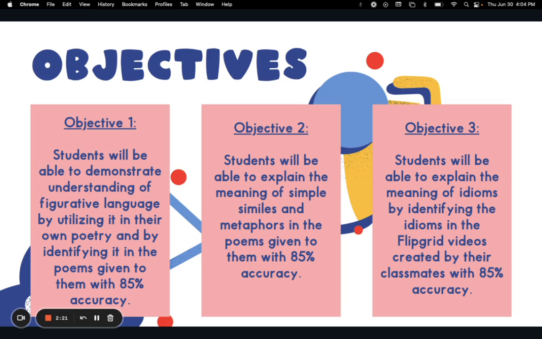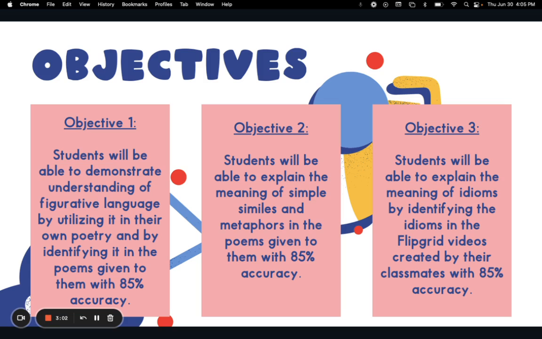For our objectives for this unit, objective number 1 is that students will be able to demonstrate an understanding of figurative language by utilizing it in their own poetry and identifying it in the poems given to them with 85% accuracy. We created this objective with the intention of identifying and assessing students' ability to create their own examples of figurative language within their poetry. We chose poetry because figurative language can be inserted most easily into poetry, and we also find that it's most often exhibited in poetry. That was our way of trying to get students to identify it in their reading.